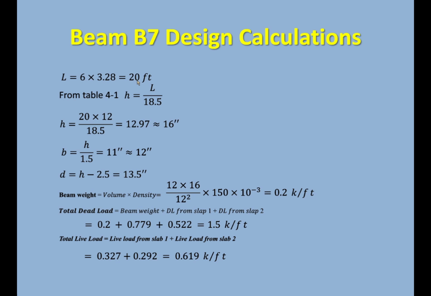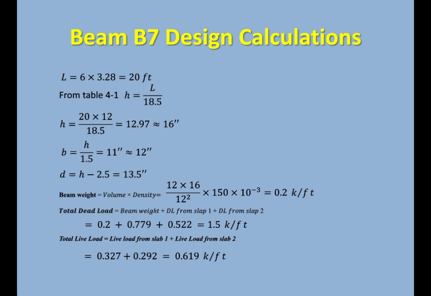And from the table, you have the formula to get h, which is the thickness, for one end continuous beams, and it was L over 18.5, and we got that to be 13, and we approximated that to 16 inches. And then we calculated the width of the beam, which is h over 1.5, and we got that to be 12 inches. And then the effective depth, which is h minus 2.5. Of course, all of these are coming from the 16, and we got that to be 13.5 inches.